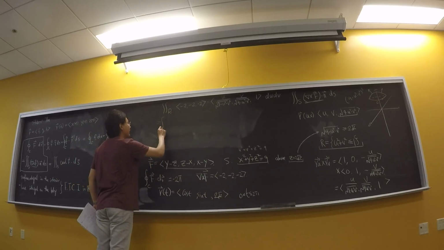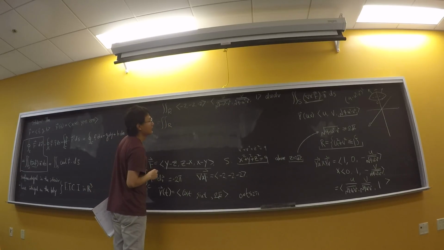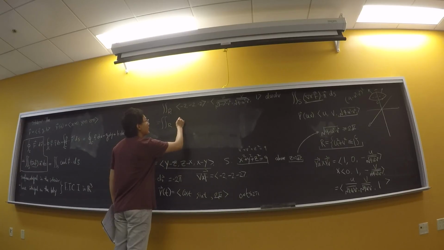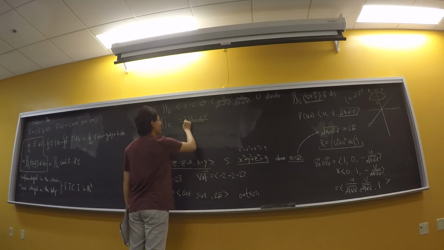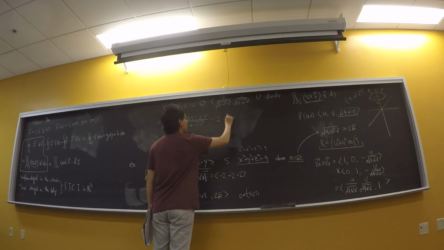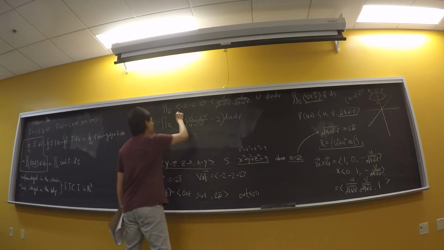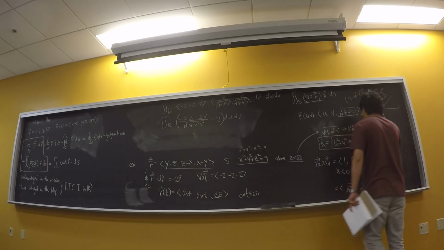And this will give us, what is it? Minus 2u, minus 2v divided by the square root of 9 minus u squared minus v squared, and minus 2 du dv. Where my restriction R is u squared plus v squared is less than or equal to 1.